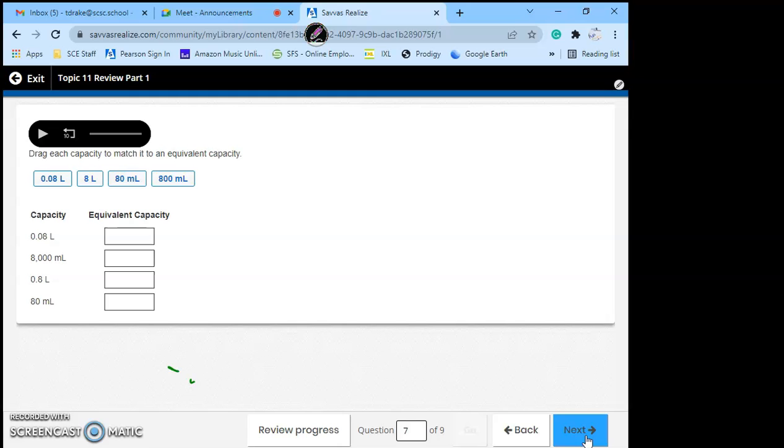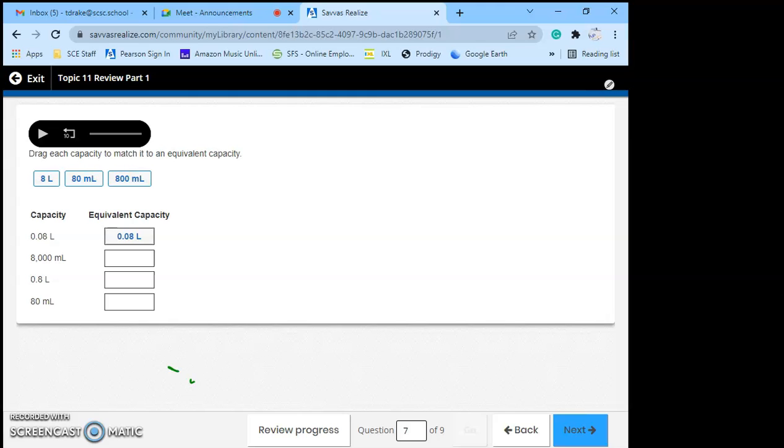Drag each capacity to match it to an equivalent capacity. Okay. 0.08 liters. Well, I'm going to say that is probably 0.08 liters. Those look equal.